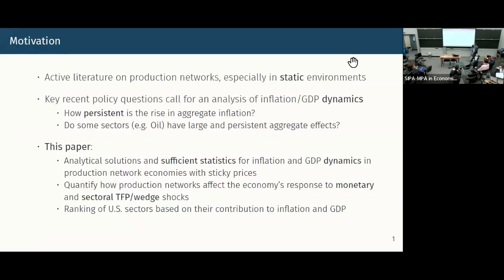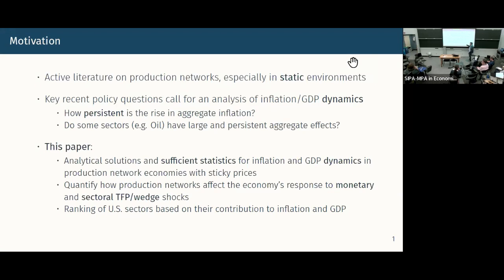the motivation for the paper is that there's an active literature that thinks about how inflation is propagated through production networks. And we want to contribute to this literature by investigating this question in a dynamic environment. We want to understand how persistent the response of inflation is to different shocks in the economy when we incorporate the input-output structure of the economy into a standard New Keynesian model.